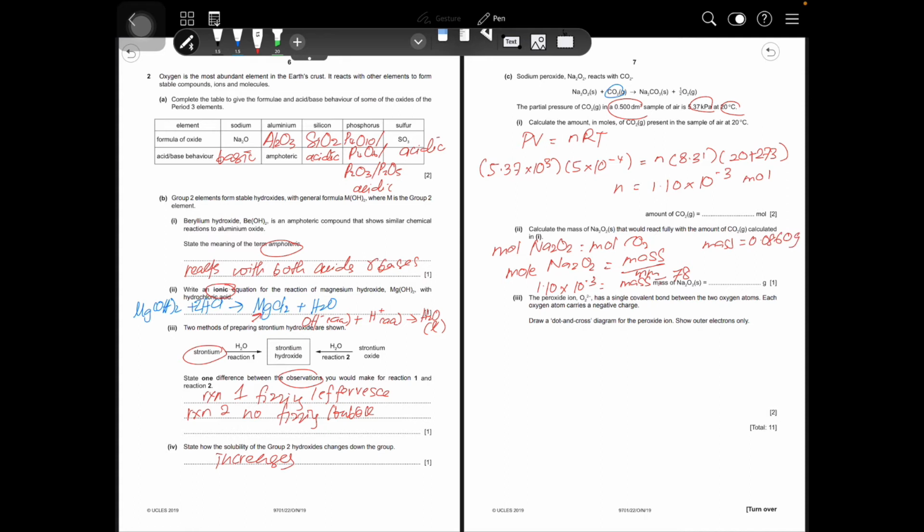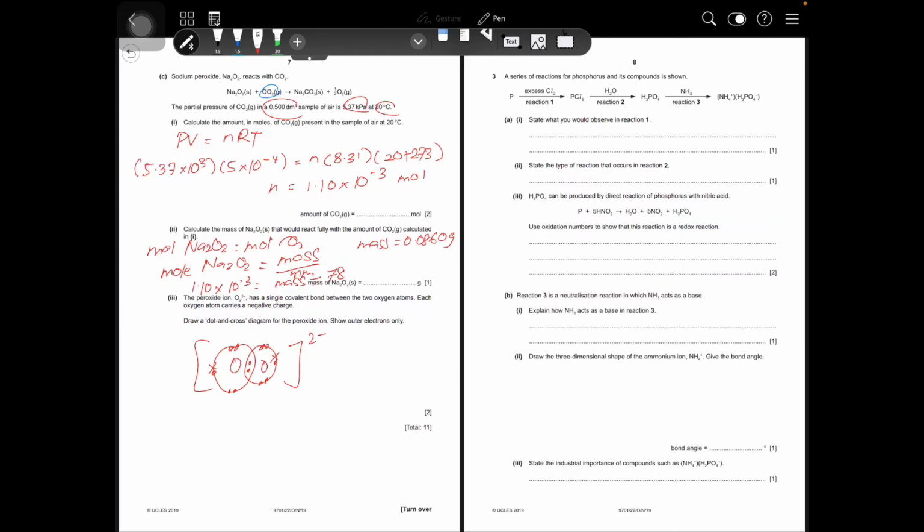The peroxide ion has a single covalent bond between the two oxygen atoms. Each oxygen atom carries a negative charge. Draw a dot and cross diagram for the peroxide ion. Show outer electrons only. So you have two oxygen together, and they are sharing an electron. Because of the negative 2 charge, that means it has 2 extra electrons in it. So here you have the extra electrons, with a charge of 2 negative.